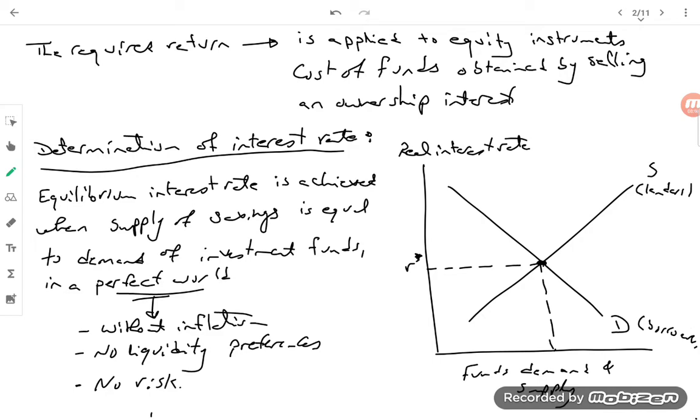So what are the factors that can influence the interest rate? There are three main factors. Inflation, which means an increase in the general price level. Number two, risk. Risk leads investors to expect a higher return on their investment, so the higher the risk, the higher the required return. And number three, liquidity preferences, which refers to the general tendency of investors to prefer short-term securities.